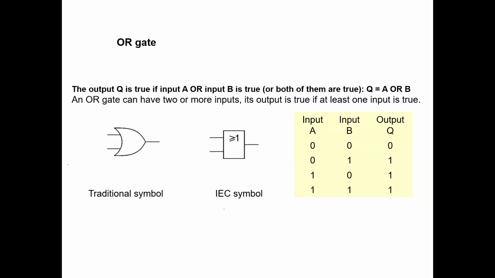We have the OR gate. The OR gate also presents us with the scenario whereby I either have both things being true or one of them can be true for my whole thing to be true.